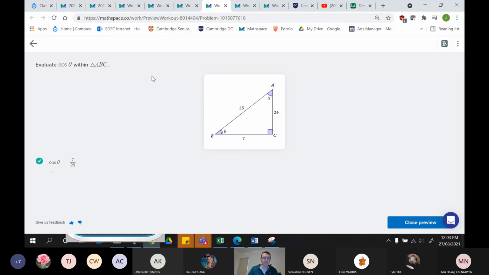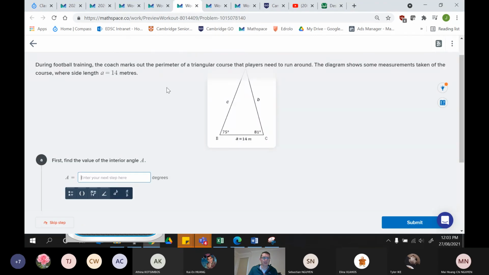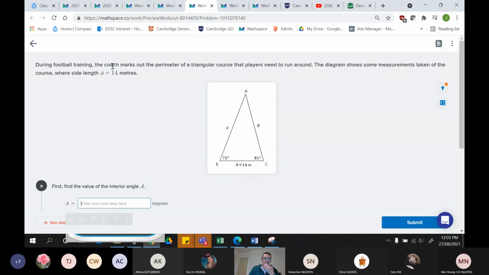Moving on. I feel like we did this one. We did do that one. Okay. During football training, the coach marks out the perimeter of a triangular course that players need to run. The diagram shows measurements of the course where the side length of A is 14. Okay. Find the interior angle of A.